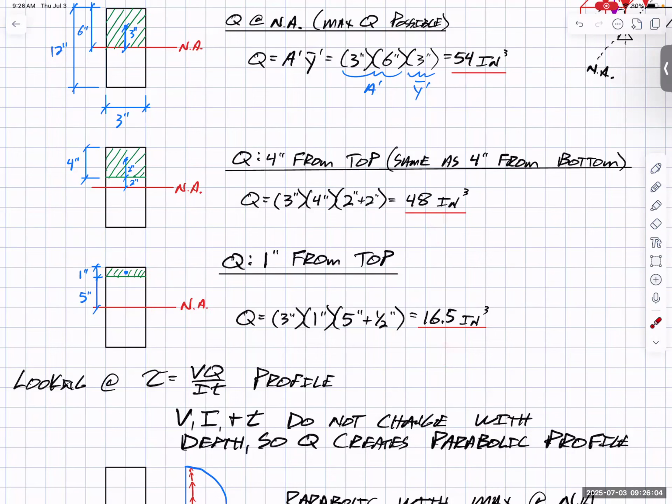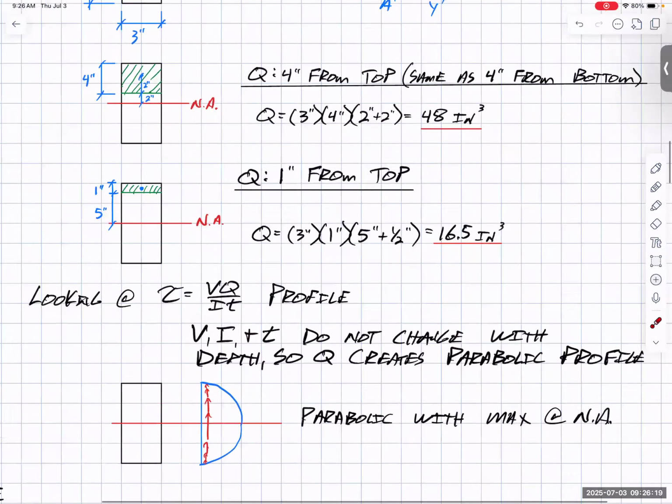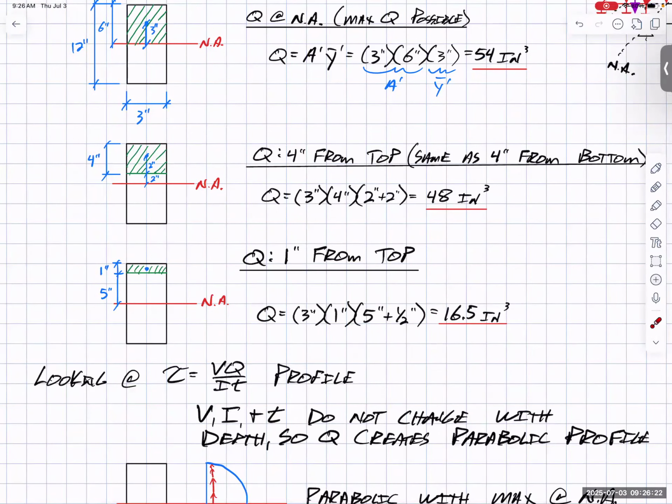So as I move to the top, what's happening is there's two factors in here. The area is getting smaller, but also this y bar prime is getting smaller. So together we're getting this parabolic shape or parabolic difference, I guess, right? And I didn't mention this in here, but it is the exact same if I were to do it from the bottom. So if I were to do 1 inch from the bottom instead of 1 inch from the top, I get the exact same value, right? If I did 2 inches away going down instead of up, I would get the exact same value. So I get this symmetry to it too.